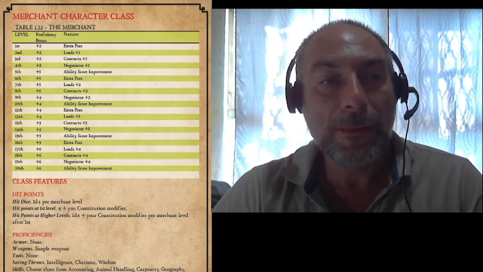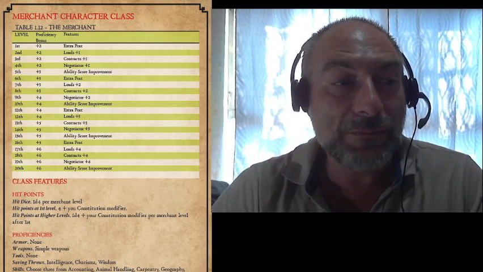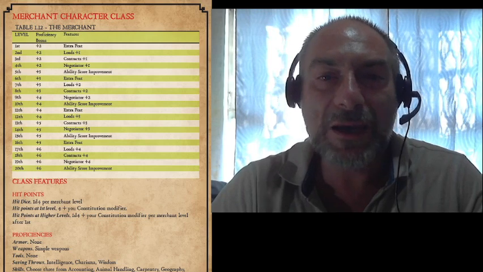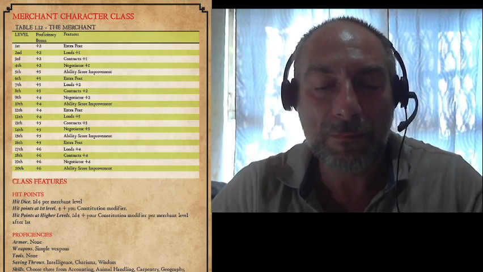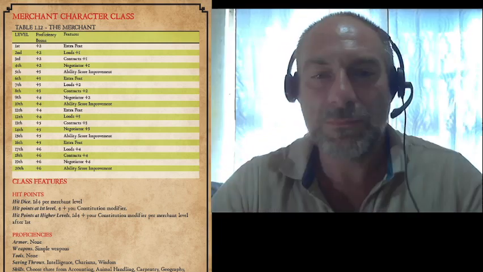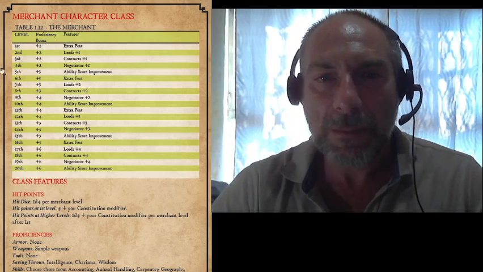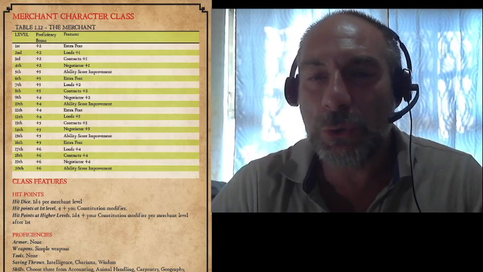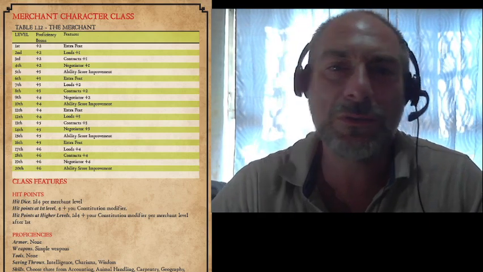rules. You can fix it by comparing it to any other character class. The standard could be 100 gold pieces, for example, or you can roll randomly. But this is just the basic. You can use it, you can expand it, you can change it, you can tweak it.